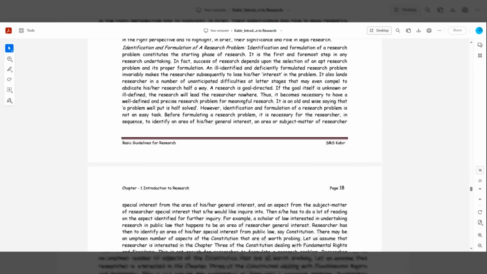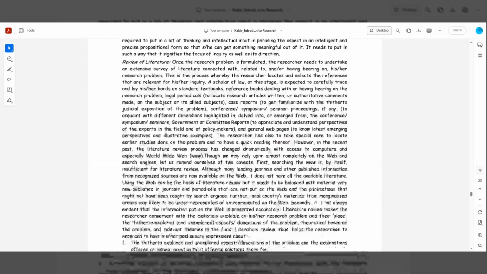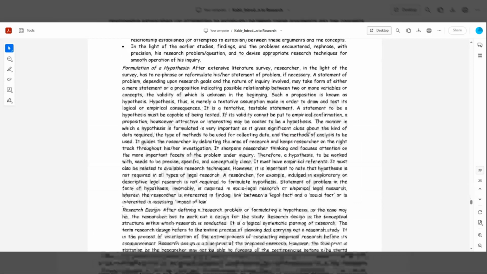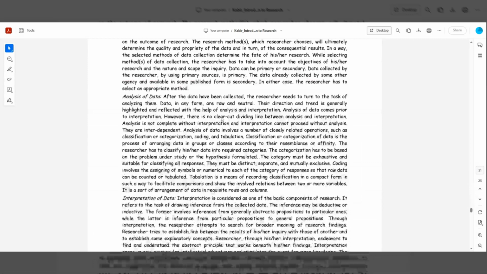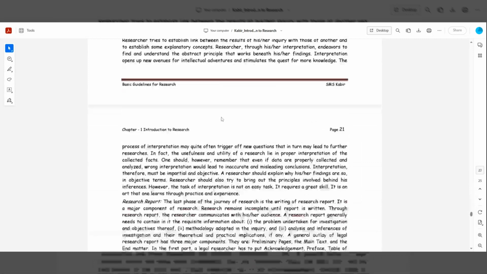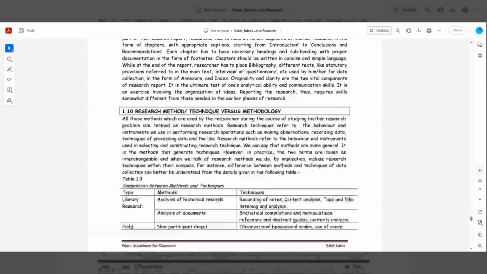You can read the rest of this on your own, and you don't have to read everything word for word, but definitely go over the stuff that we touched on, and if you're a business student, definitely go over the business research section.